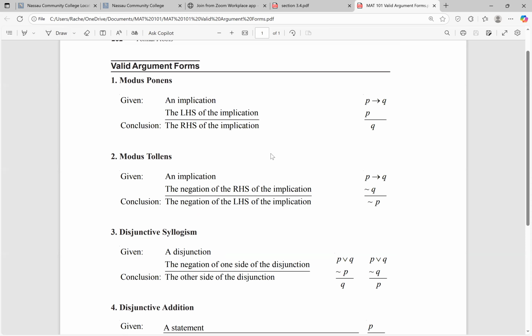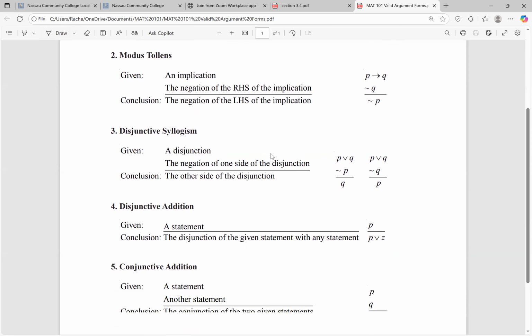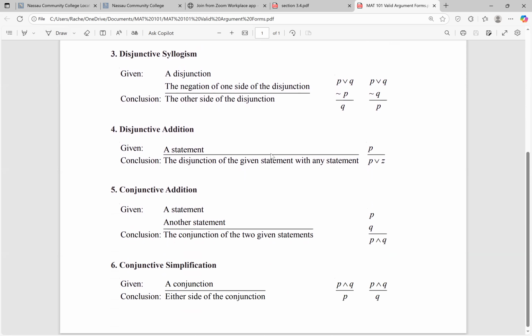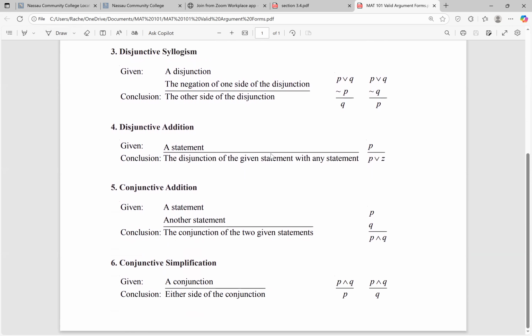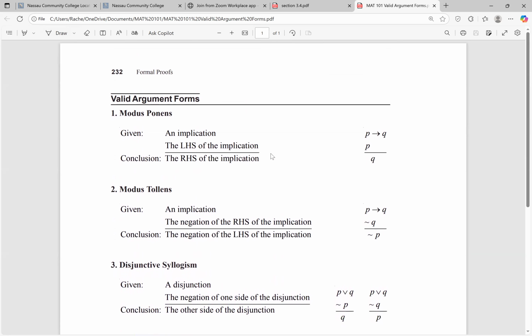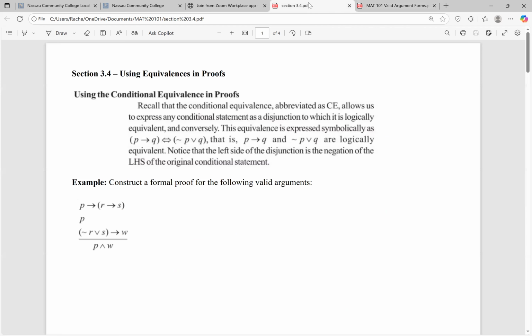So here's a summary of all the valid argument forms. We have modus ponens, modus tollens, disjunctive syllogism, disjunctive addition, conjunctive simplification. They're all summarized on one page. Until you start to memorize them, not that you have to memorize them, refer to them, but you'll just start to remember some of them without even thinking about it because you're going to apply them enough. All right, so back to the worksheet.